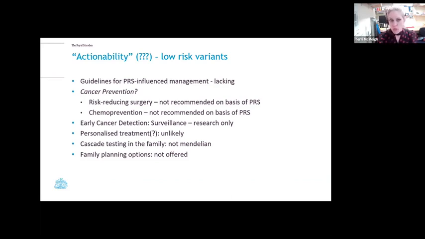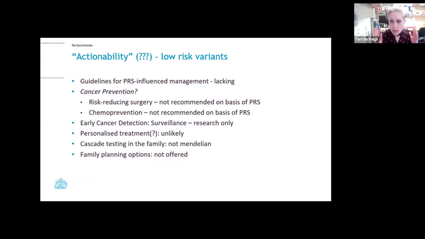Similarly, chemoprevention, we don't necessarily recommend on the basis of PRS alone. There are studies that are looking at the influence of polygenic risk scores in terms of lifestyle modifications. So there's the Lioness study here at the Marsden that's looking at that. Early cancer detection, again surveillance, that study that I mentioned, the ICR looking at PSA-based surveillance, potentially, it'll be very interesting to see what comes out of that. Personalised treatment, that's unlikely because these aren't targetable variants at present.